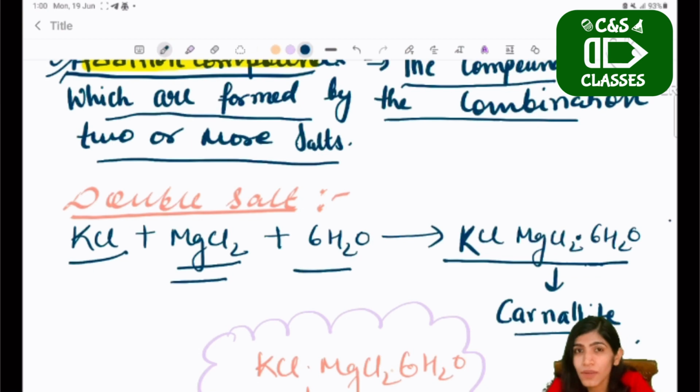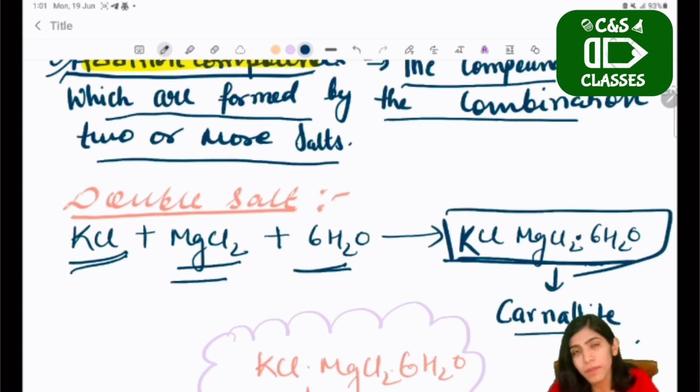First we will discuss double salt. Now what is a double salt? As the name indicates, double salts are the salts which are formed by combining two simple salts, like KCl, NaCl. Simple salts you must have studied in class 10th also, right? For example, here I have taken the example of carnallite. Carnallite is an ore of potassium. Now how is it formed? It is formed by adding KCl, MgCl2 with water, forming KCl.MgCl2.6H2O. This is your double salt.